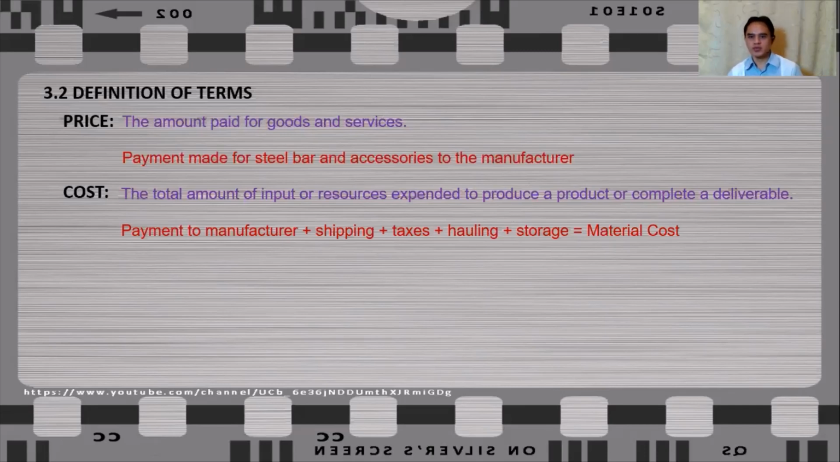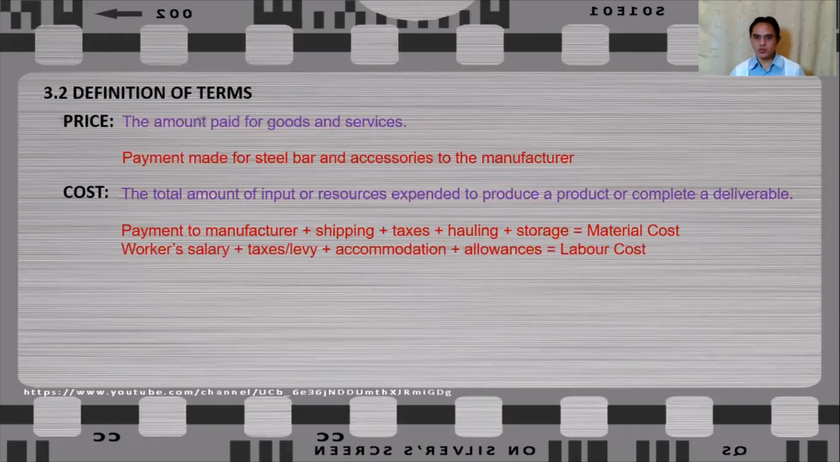Since your item of work or your deliverable includes installation, you also have to spend for the labor. And the labor cost may include the worker's salary, the taxes or the levy that you paid for your worker, their accommodation, allowances, and so on. So this will compose your labor cost. And these costs are also called your direct cost, or the cost that can be readily attributed to a particular item of work.